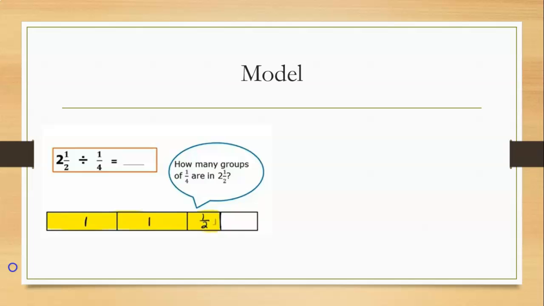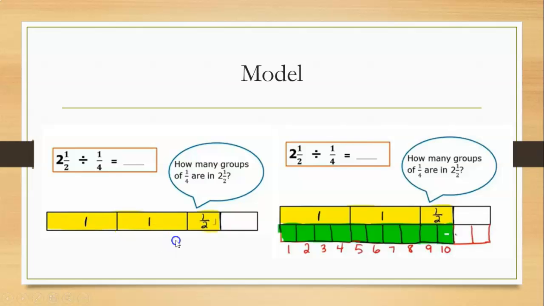If you wanted to look at this in a model, we start with 2.5. So here you can see we have 1, 2 wholes, and a half. So this yellow highlighted part is 2.5. Now we want to see how many groups of 1/4 are in that 2.5. So we take each whole and divide it into 4 parts. So the first one is 4, another 4 makes 8, and then we have 9, 10. So with the model we get the same answer, that 2.5 divided by 1/4 is 10. There are 10 groups of 1/4 in 2.5.